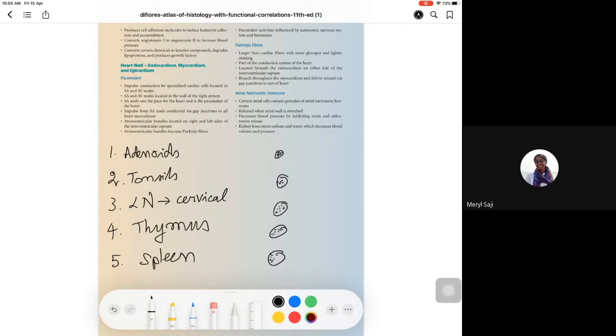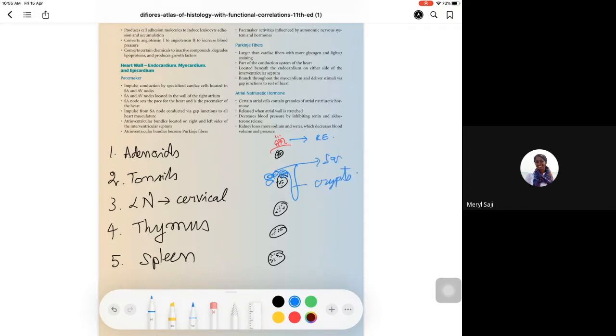How will you differentiate? When this lymphoid organ is lined by pseudostratified ciliated columnar type of epithelium, then it is adenoids. When it is lined by squamous epithelium with a lot of crypts, then it is tonsil, squamous epithelium. So the key you have to remember, for adenoids, it's a respiratory epithelium. For tonsil, it is squamous epithelium and the crypts.